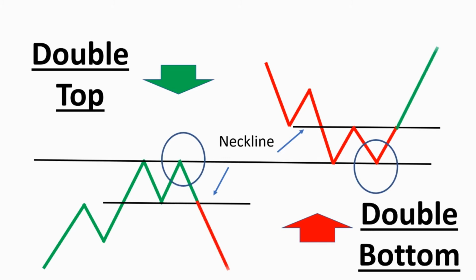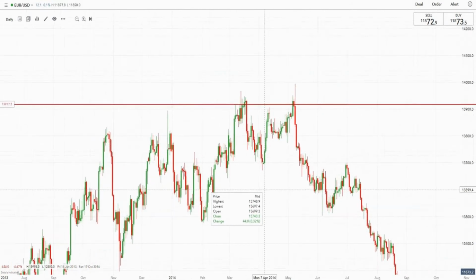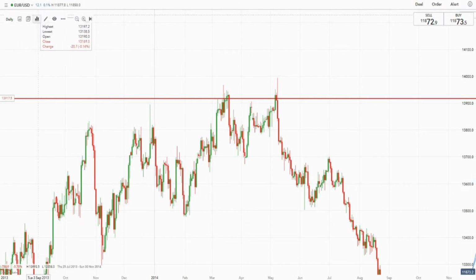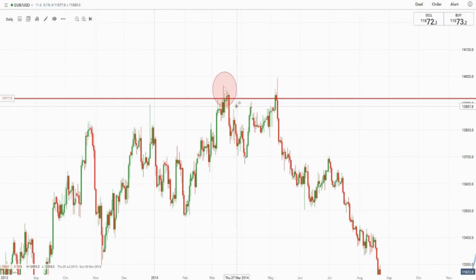Let's take a look at a real example in the Euro-US dollar chart. Here we can see that the price of the market had been bullish for quite some time. We see that the first top formed here, right at a major monthly support and resistance level around that 13,917 level.